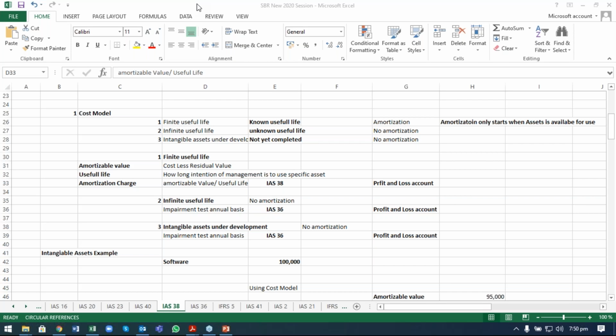It means now this asset, that patent, is available for use to me, but I have not used it on my own. That's the time when that specific asset remains idle. In that situation, I have to charge the depreciation.